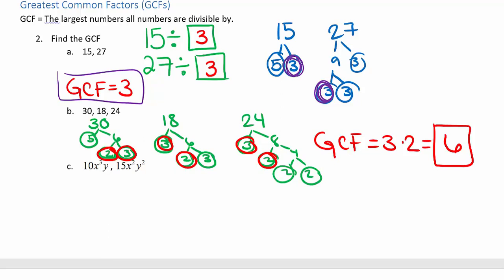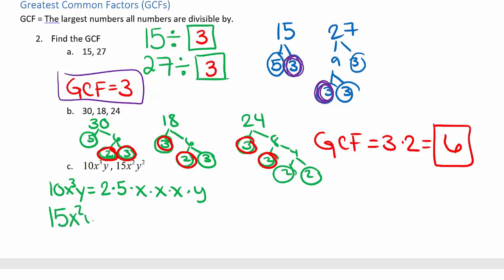Now we can do the exact same thing if we have variables. I'm going to show you this problem the long way, and then I'll show you how I can get the answer a little bit faster. So if I create a factoring tree, and I didn't write that down this time, but I know that 10 is 2 times 5, and x to the third means we have x times x times x, and then we have a factor of y. So I have listed the factors of 10x to the third y.